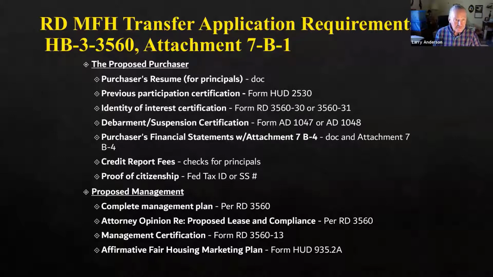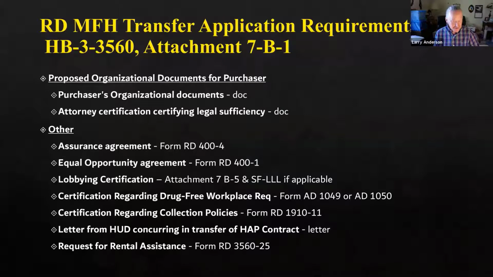One more slide, please. And finally, I think I'm going to wrap this up here, is proposed organizational documents for the purchaser. And here's where you really need your attorney to come in. You're going to have your organizational documents together and an attorney certification certifying legal sufficiency of the organization and its ability to borrow money. You can have drafts to start off with, but by the time you get to closing, your organizational documents need to be final, and you have to have a certification from your attorney saying, yeah, everything's legal. Because RD really doesn't make a judgment on that. They're going to rely on your attorney's certification. So it's fairly important that you have that done and have somebody who's going to put in the time to make sure it gets done as well.